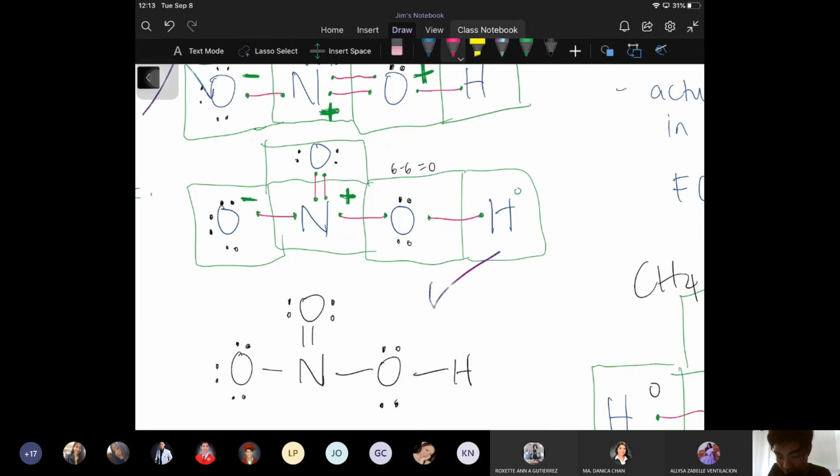And then, the formal charges, you put them at the end. Put the formal charge on the atom where it belongs. This one is negative, this one is positive. So, this is our final structure for nitric acid.